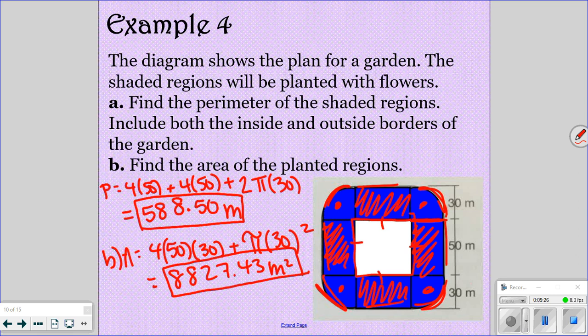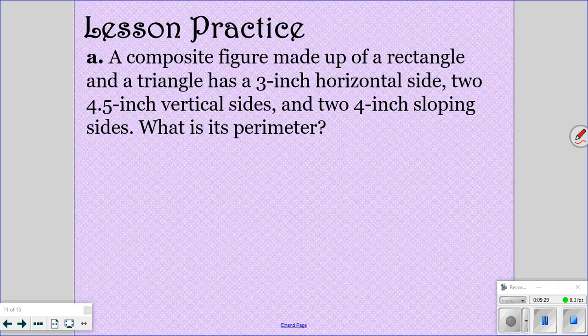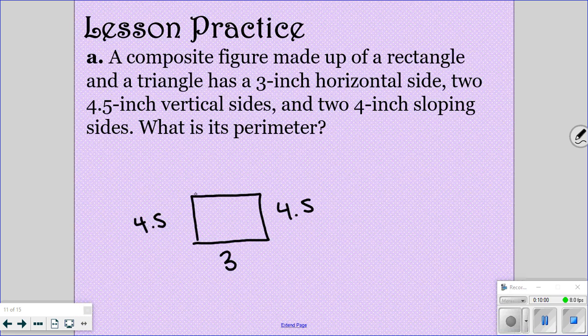Okay, so now let's look at some practice problems. Let's see if y'all can find the perimeter of the figure here, and then if you're stuck, y'all can unpause the video and we'll go over it. So we have a rectangle and a triangle. So a rectangle has a horizontal side that is 3, 2 vertical sides that are 4.5, and then 2 4-inch sloping sides.